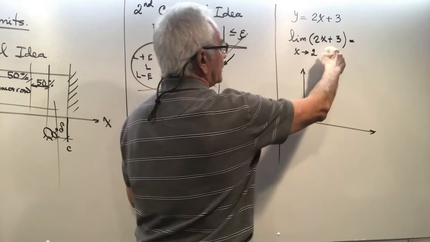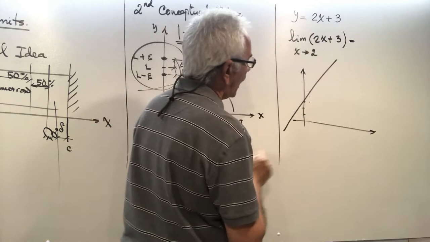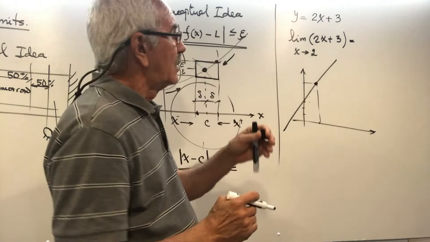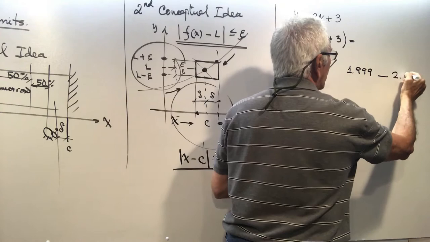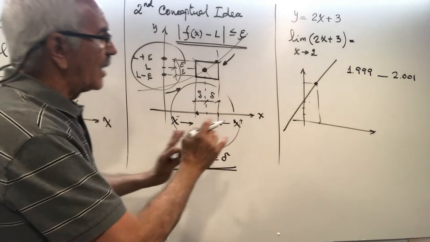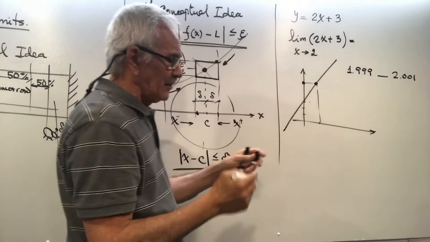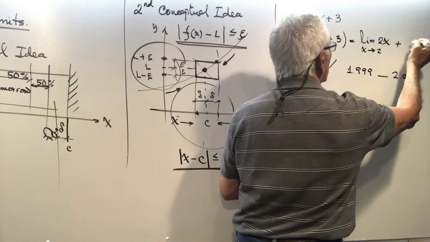So, the graph of the function. The intercept is 3: 1, 2, 3. The slope is 2, run one, rise two. So we have here a line. And when x equals 2, we are here, exactly. And you know, we never will be equal to 2. It will be at 1.999 or at 2.001, for example. So we are playing around 2. Playing around 2, we get the real value of what? Of the limit of 2x when x goes towards 2 plus the limit of 3 when x goes towards 2.